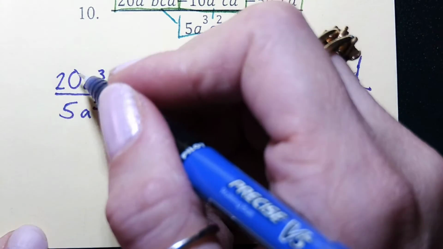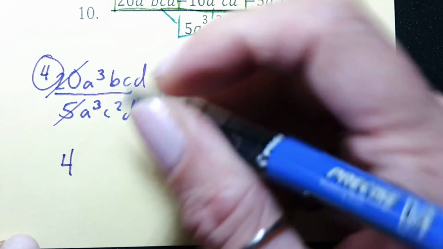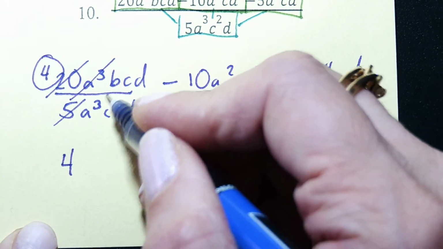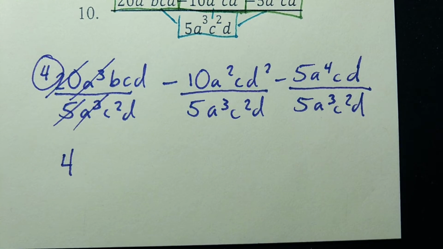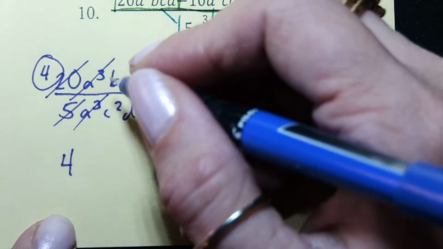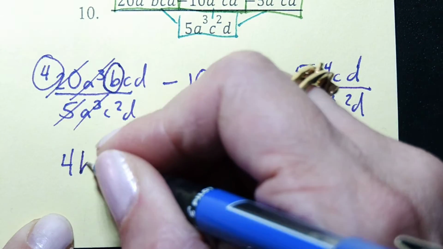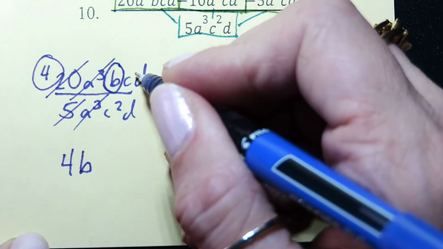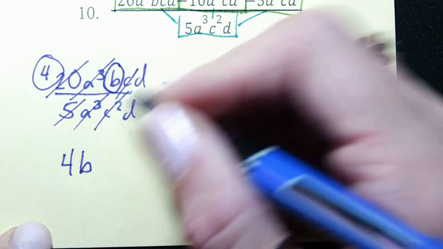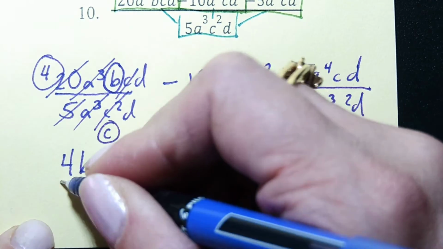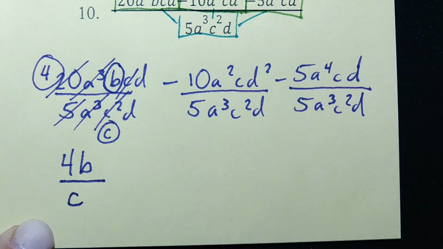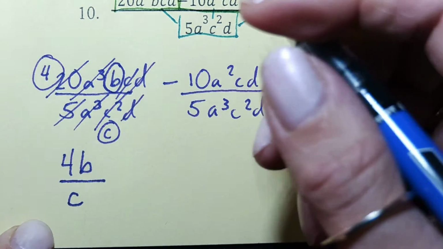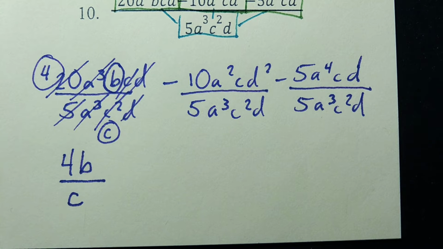So 20 divided by 5 gives me 4 on the top. The A cubes cancel each other, and they cancel to be 1. 4 times 1 is still just 4. The B, nothing to cancel out with, so B is going to stay on the top. The C, I can take out of the top and the bottom, which leaves me with a C on the bottom. My D's cancel. Goodbye. So, folks, I've done the first part of this. I want you to see if you can do the other parts.